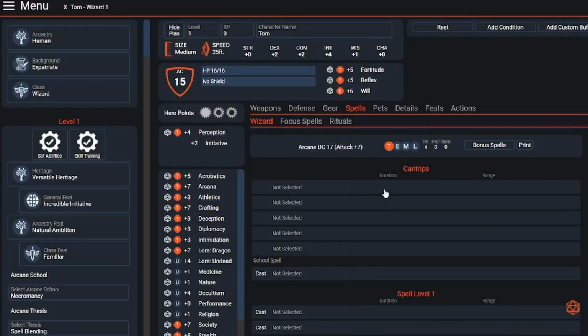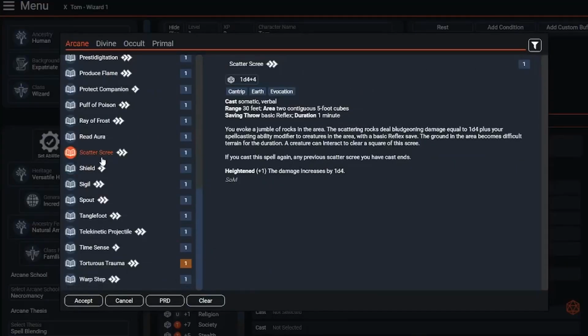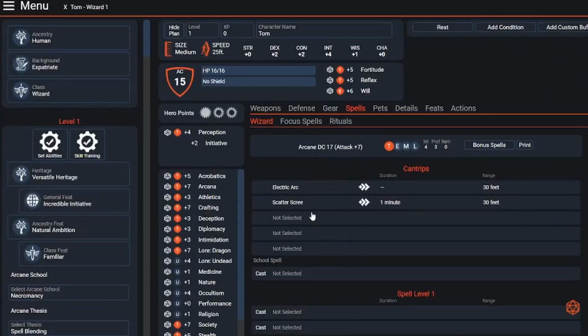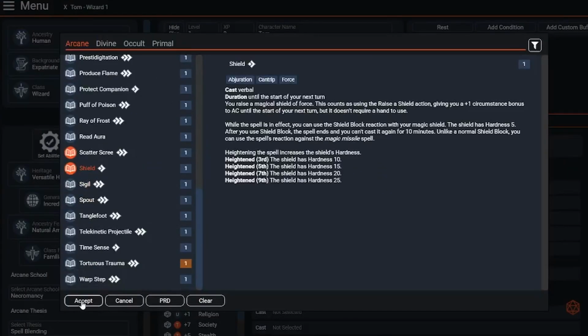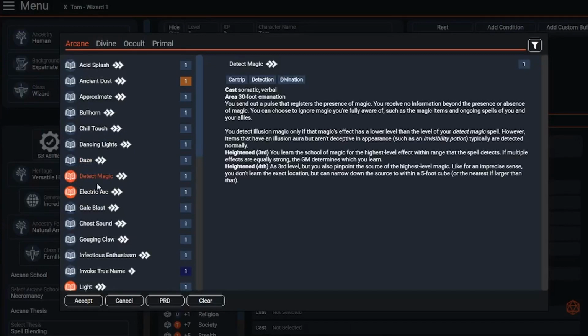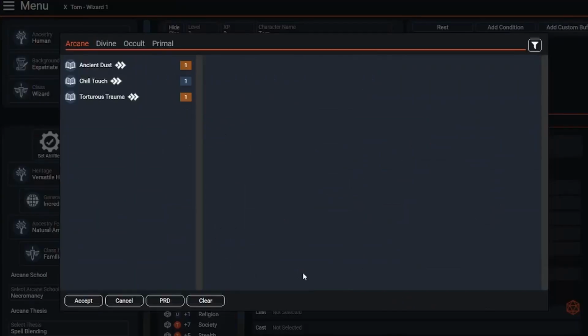Okay, at level 1, let's start with the cantrips as usual. And here I'm going to do exactly the same things that I did for the sorcerer. So Electric Arc for our main damage cantrip, Scatter Scree for the second damaging effect as an alternative to Electric Arc, probably Light since we don't have Dark Vision, Shield as a defensive option, and certainly Detect Magic because we are wizards. Finally, our school spell allows us to choose between these necromancy cantrips.